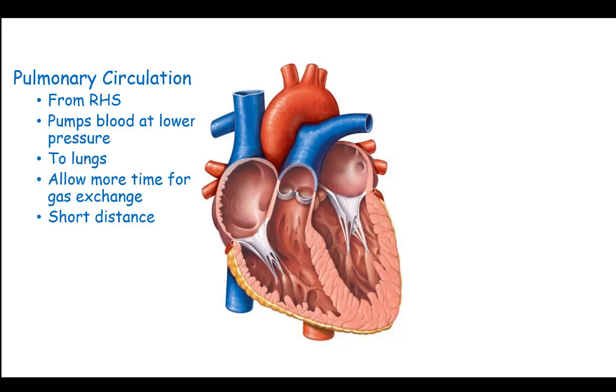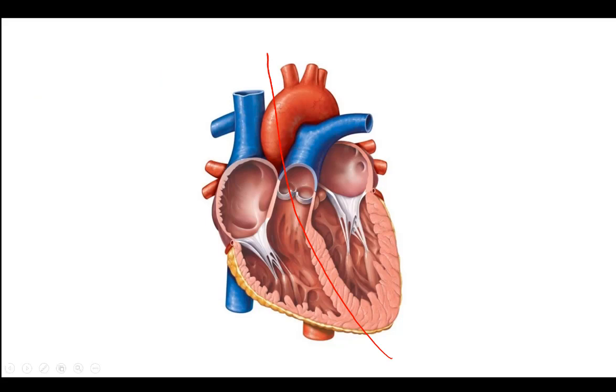So if we just draw a line up through that, that splits the heart into the left-hand side and the right-hand side. Now, remember, when you're looking at the heart, the left-hand side and the right-hand side are opposite, because it's as if you're looking at somebody else's heart. So what is your right-hand side is actually the left-hand side of the heart as you're looking down on it. And what's your left-hand side is the right-hand side of the heart as you're looking down on it.